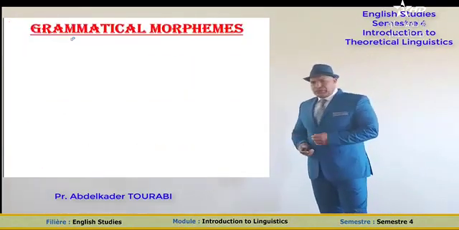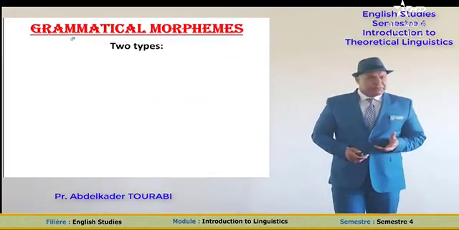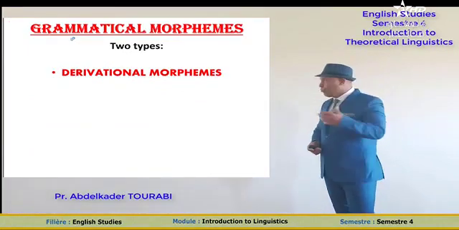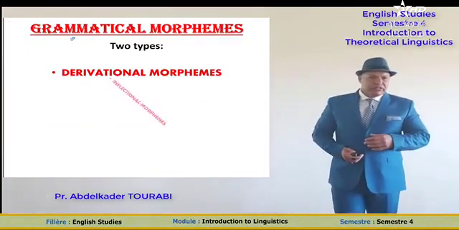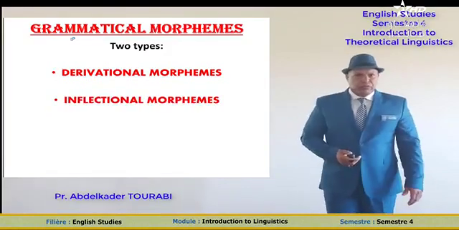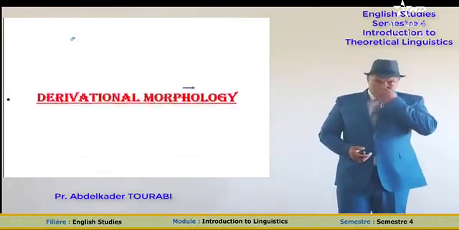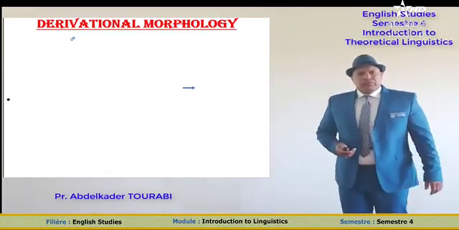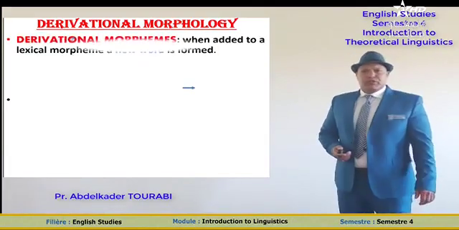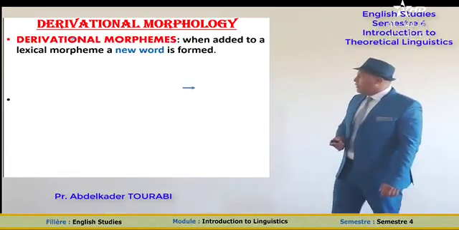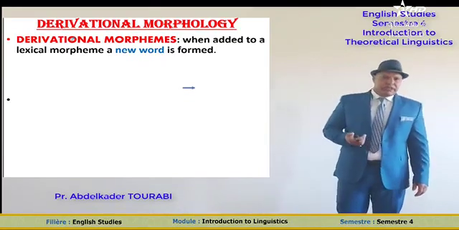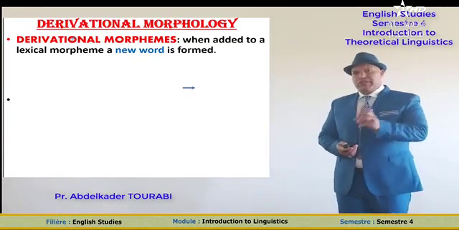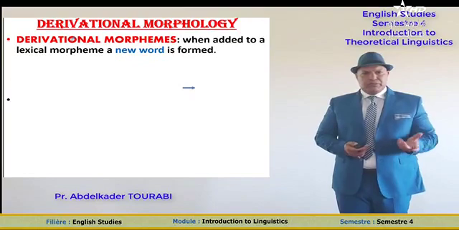Now we go to grammatical morphemes. Grammatical morphemes are of two types. We have derivational morphemes, which comes from the word to derive, and we have inflectional morphemes, which is inflection. What do we mean by those? Derivational morphology: derivational morphemes, when added to lexical morphemes, form a new word. That's why it is called to derive one word from another word.